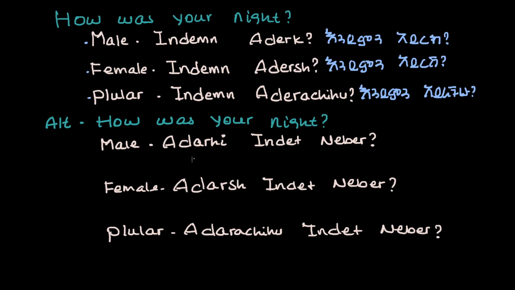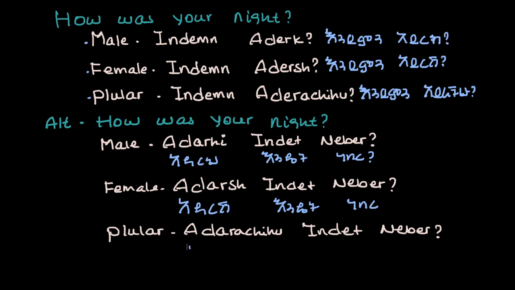Okay, let me show you how you write this expression in Amharic letters. You can write it አዳርህ እንዴት ነበር? Okay, አዳርሽ እንዴት ነበር? አዳራችሁ እንዴት ነበር?